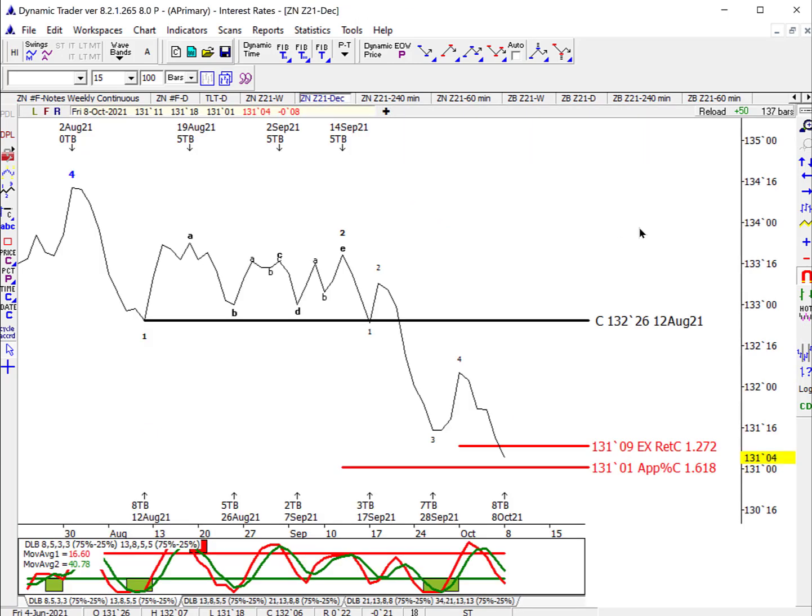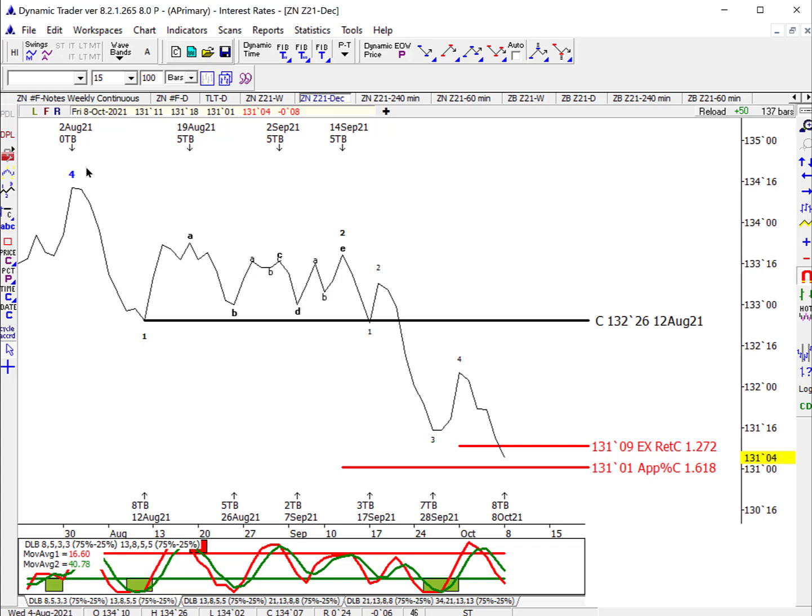Here's the notes December contract, and this is where it gets really interesting and why we're taking a look at notes this week, because this is potentially a real high probability trade with very minimal capital exposure, because everything's coming together. So this is the closing data of the daily notes.